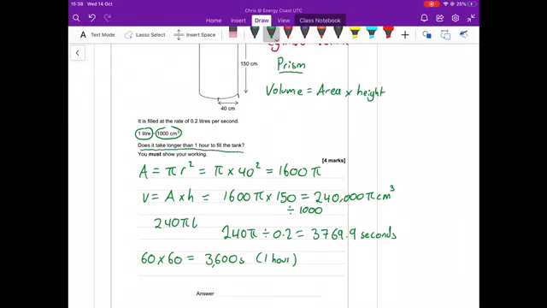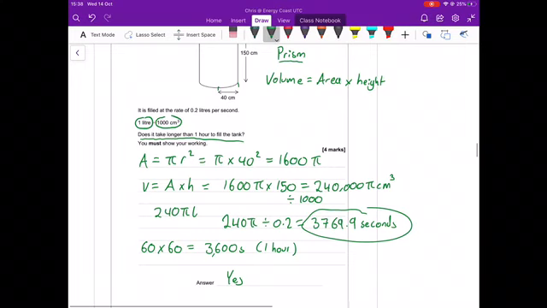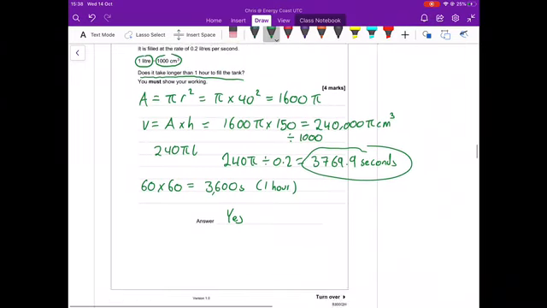Does it take longer than 1 hour to fill the tank? Is this number bigger than 3,600? Yes. Okay, that's fine as an answer. If you want, you could do one, take away the other, and say something like it takes 169.9 seconds longer, okay? But otherwise, that's fine. You don't need to write anything else than that if you compare the two things, okay?